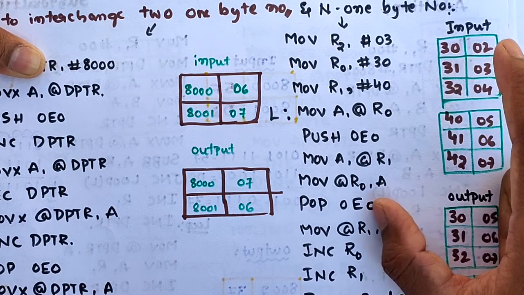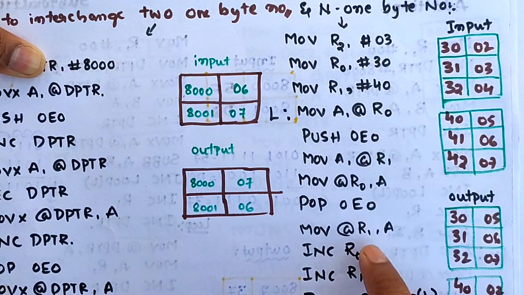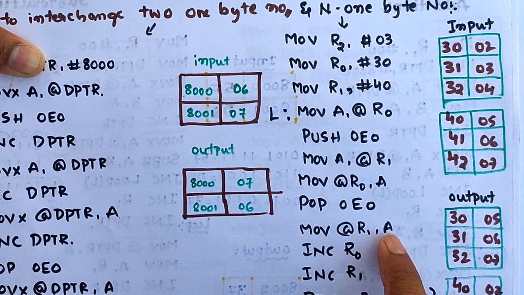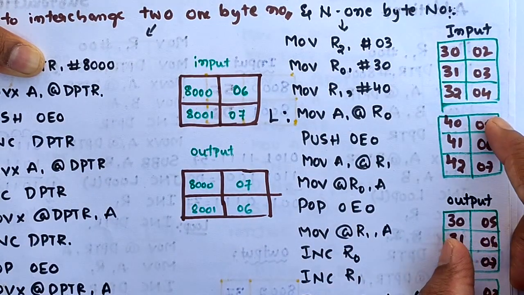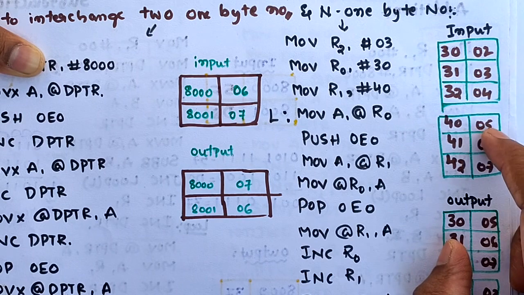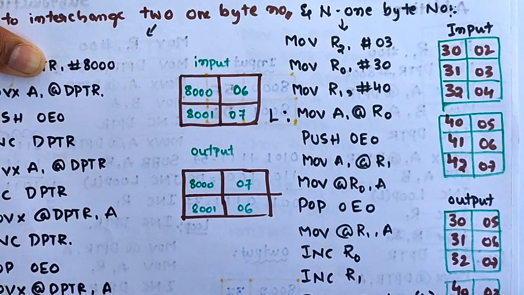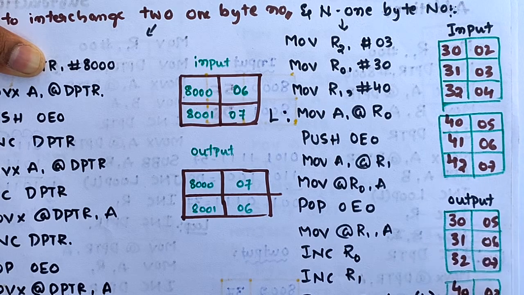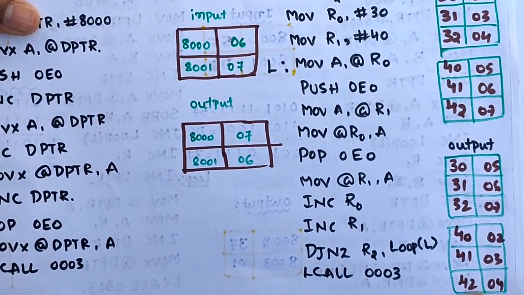So after that pop the instruction, that is the stack which stores this value. So pop the instruction will retrieve the information content to the accumulator. Now accumulator content will transfer to R1, therefore 02 will be transferred to this location, and then output we can see in 30th location 05 will come, and in 40th location 02 will go.